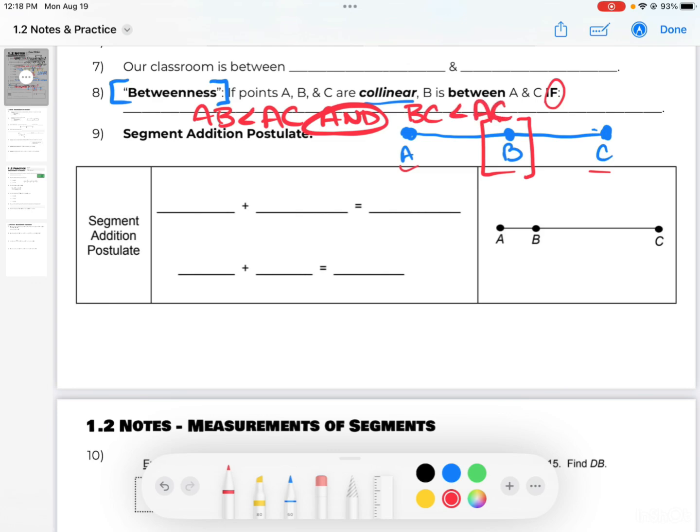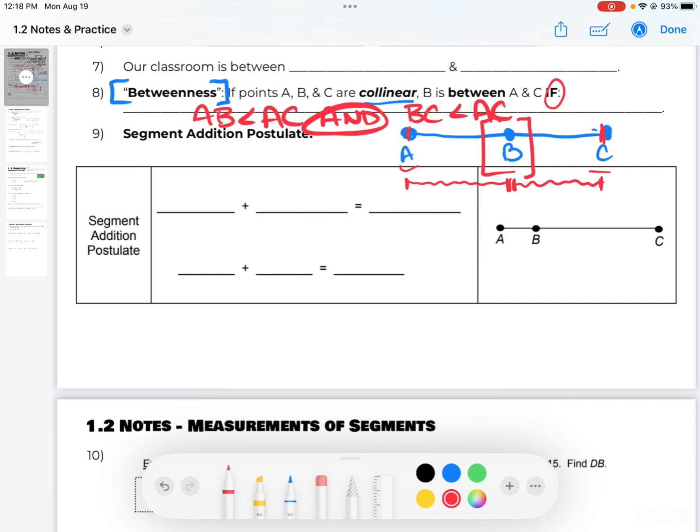So what that's saying is this segment right here, A to B, has to be shorter than A to C. And so you can see right here, that's true. And then also B to C has to be shorter than A to C, which is also true.